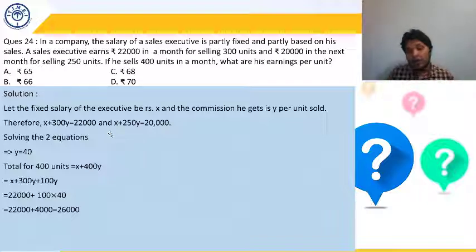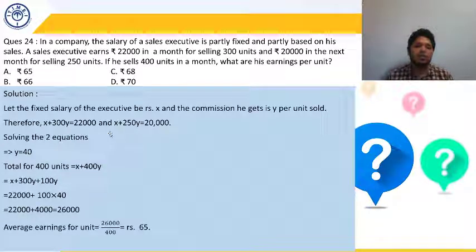If he is getting 26,000 for selling 400 units, what is his average earning per unit? It is going to be 26,000 divided by 400, which is rupees 65, so option A is going to be your answer. This is the basic approach, the very general, standard approach, by which we have assumed two variables, two equations, and solved the question accordingly.